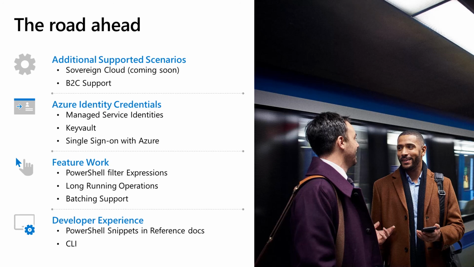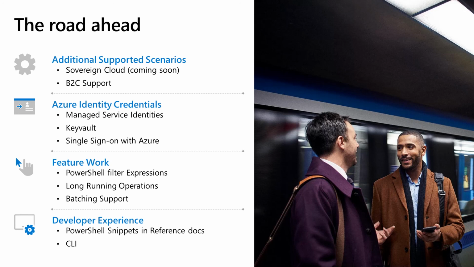More specifically around feature work, I mentioned the PowerShell filter. Currently, it's an OData string that you have to construct. It would be much nicer experience if people could use just regular PowerShell expressions, and we can do that conversion over to an OData expression. Long-running operations we support, but we don't give you that ability yet to be able to then monitor that operation as it progresses and to detect when it is actually complete. So there's additional work that we want to do there.